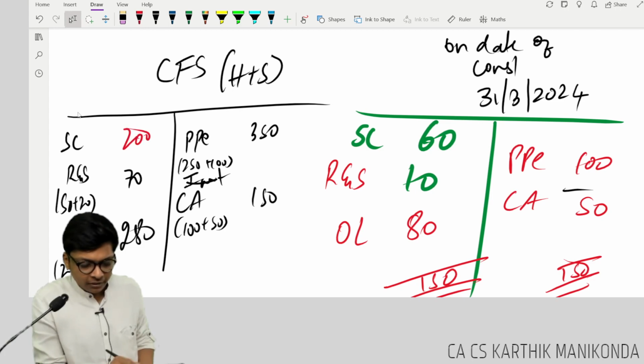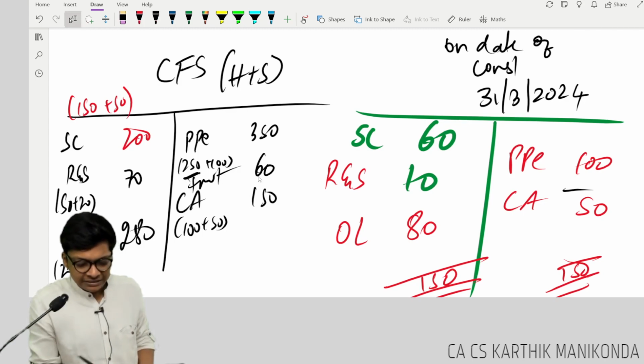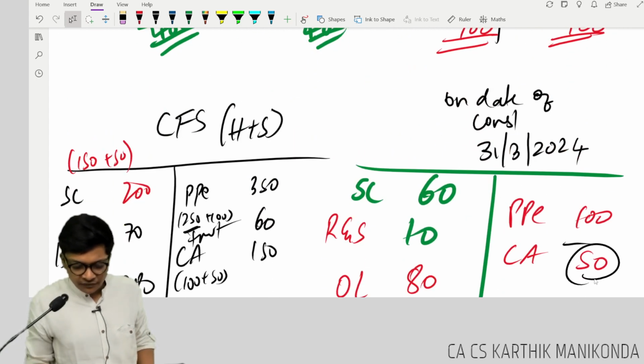This will be 200. First I am doing line by line addition. 150 plus 50. Investments will be 60. Current assets will be 90 plus 50, 140. This should become 140, guys. We didn't change here. Correct?